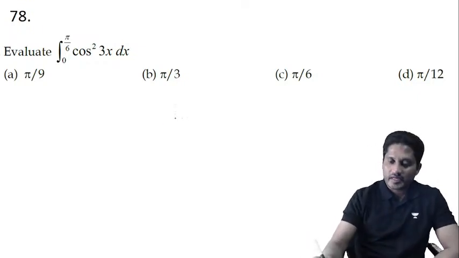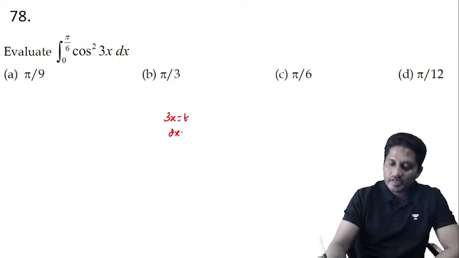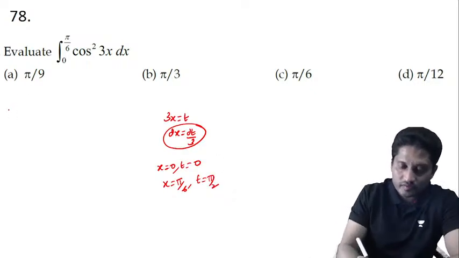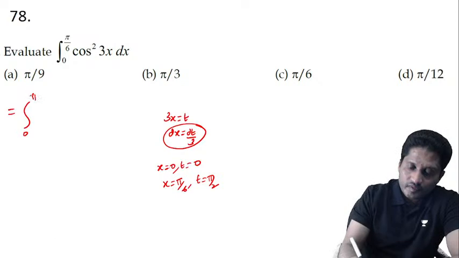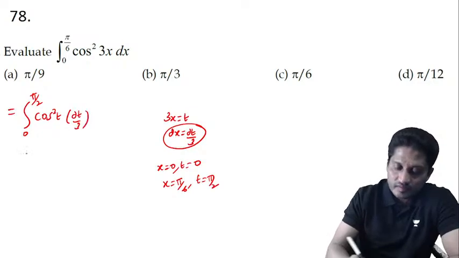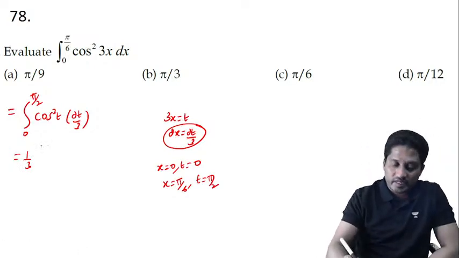See, I'm going to take 3x is equal to t, or dx is equal to dt by 3. Isn't it, guys? Now change the limits. When x is equal to 0, t is equal to 0. When x is equal to pi by 6, t is equal to pi by 2. This becomes 0 to pi by 2, this is cos square t, and dx is equal to dt by 3. So 1 upon 3, 0 to pi by 2 cos square t dt.